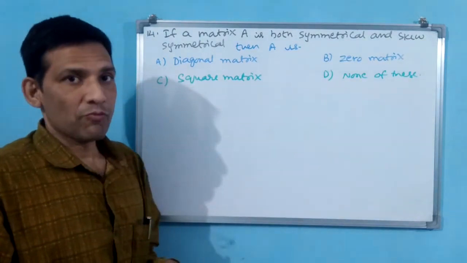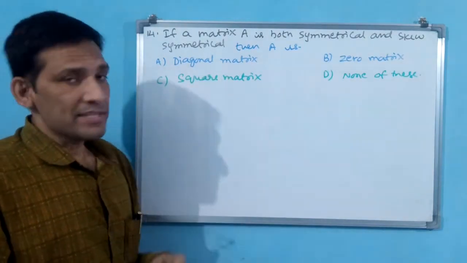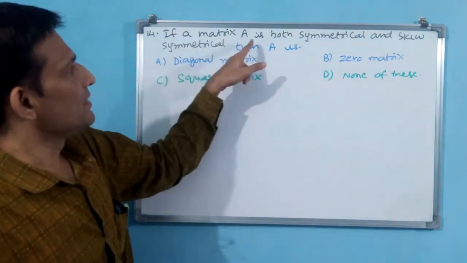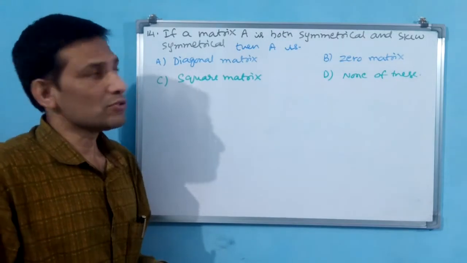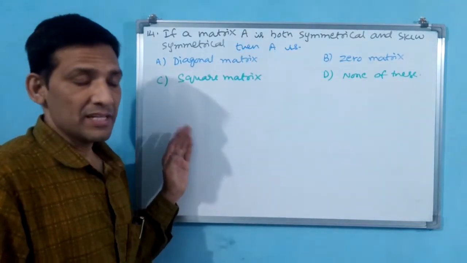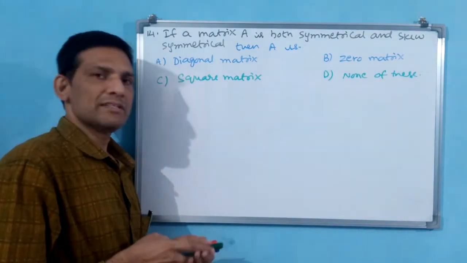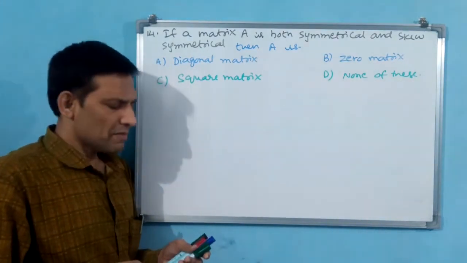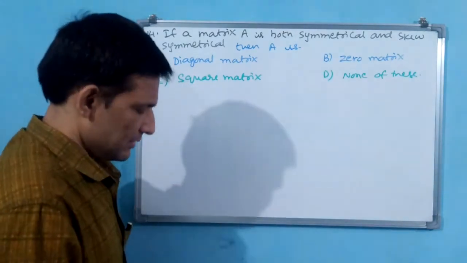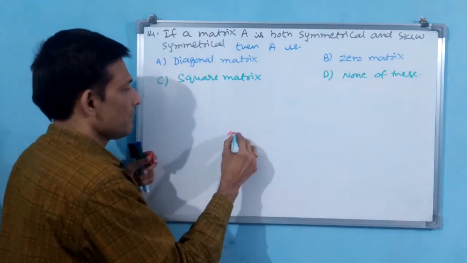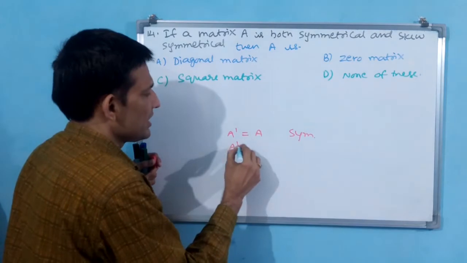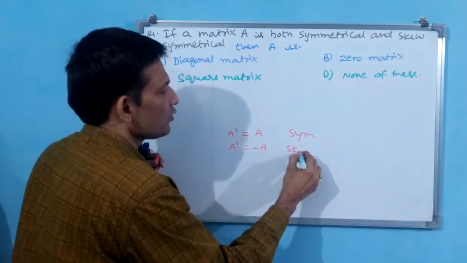See here, 14th question. If a matrix A is both symmetric and skew symmetric, then A is what matrix? See, which matrix is having symmetric and skew symmetric nature? Why? Because both are different. If you transpose, A transpose: if A transpose is equal to A, it is called symmetric. If A transpose is equal to minus A, it is called skew symmetric.